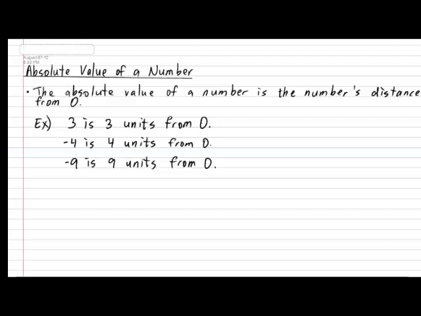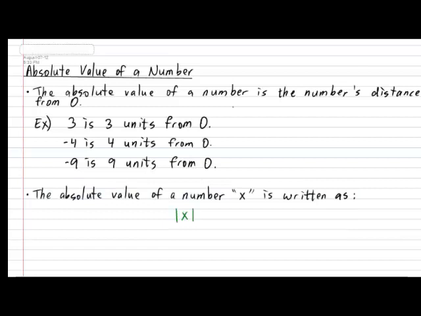Well, saying it in plain English is fine, but how will we write this mathematically, using mathematical symbols? Well, here's a brand new symbol that you probably haven't seen before. The absolute value of number x is written as 2 straight lines with the number in between those straight lines.